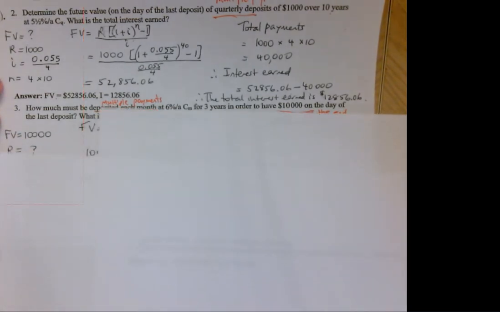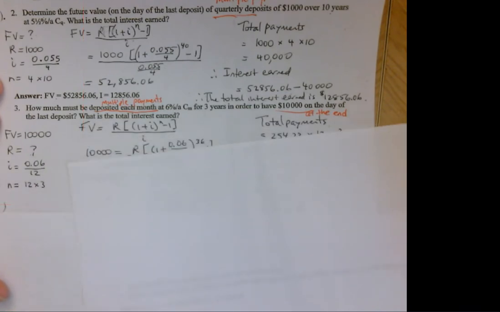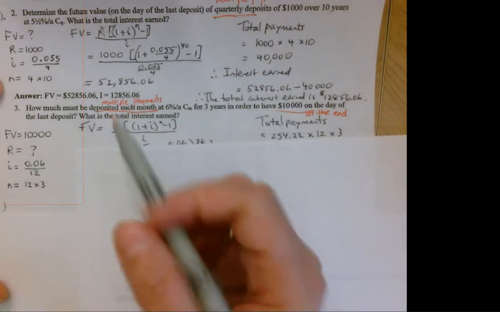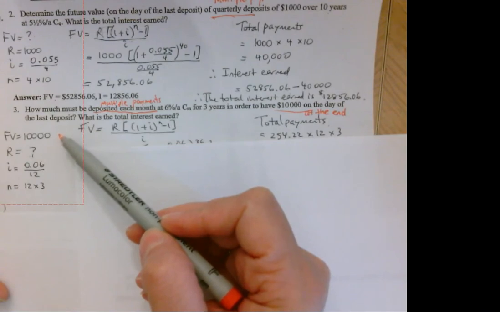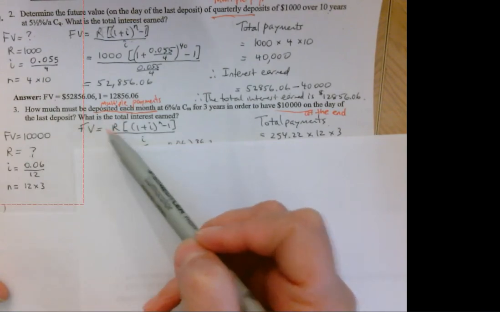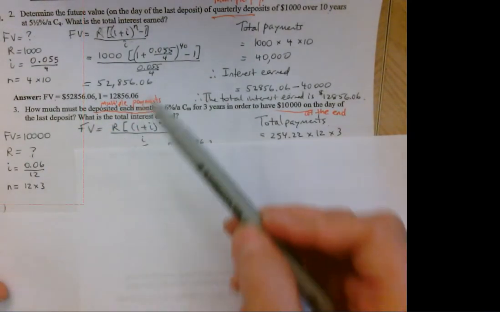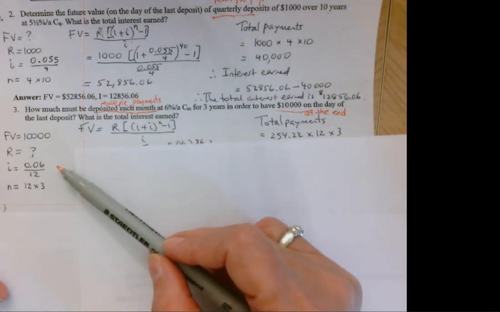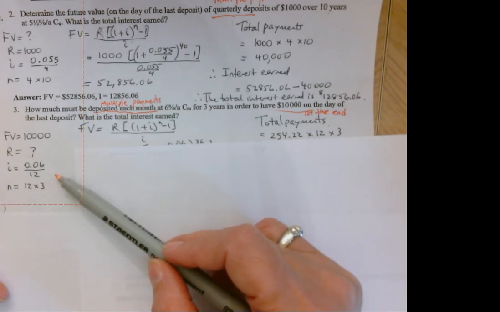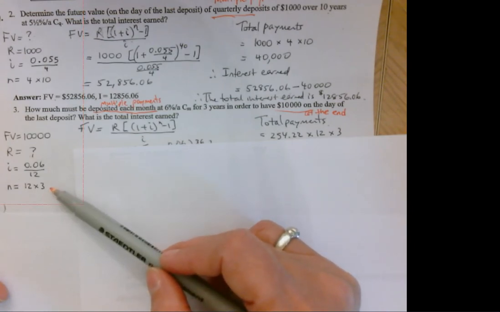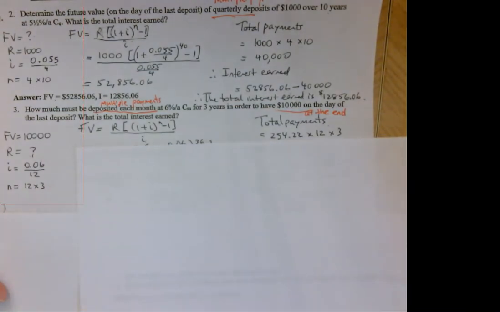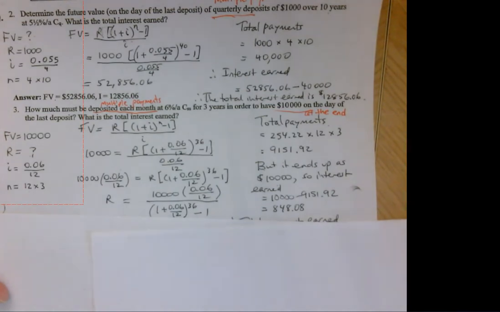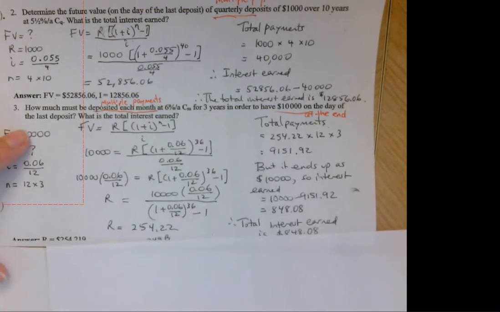All right, and so here I'm going to write my variables. Okay, so I want to have this at the end. I want to know how much should be the regular payment. So I want to know R. The interest rate is 6% per year, but we have 12 compounding periods. And the N is 12 periods times 3 years. So put all that stuff in. And now I'm going to show you how I calculated my R.